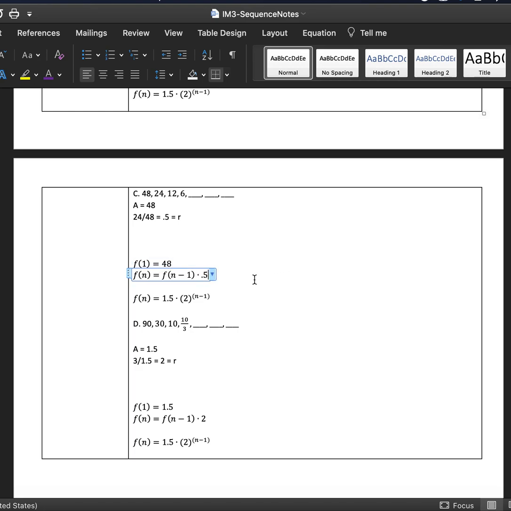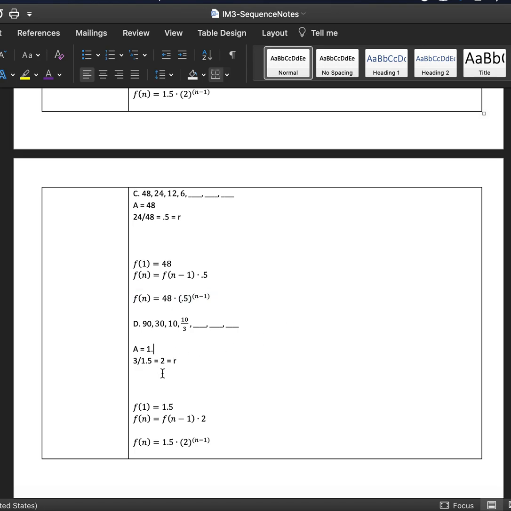Now, please note here that we are not allowed to put divided by 2, okay? With our recursive formula and with our explicit formula, we always have to use the multiplication symbol. So if you notice that it's dividing by 2, dividing by 3, dividing by 4, you cannot put divide here and then the number, okay? You have to put the multiplication. And that's why it's so important to just take the second term and divide it by the first term to get your common ratio. That way you're always using that multiplication symbol, okay? So our first term was 48 and our common ratio is 0.5.